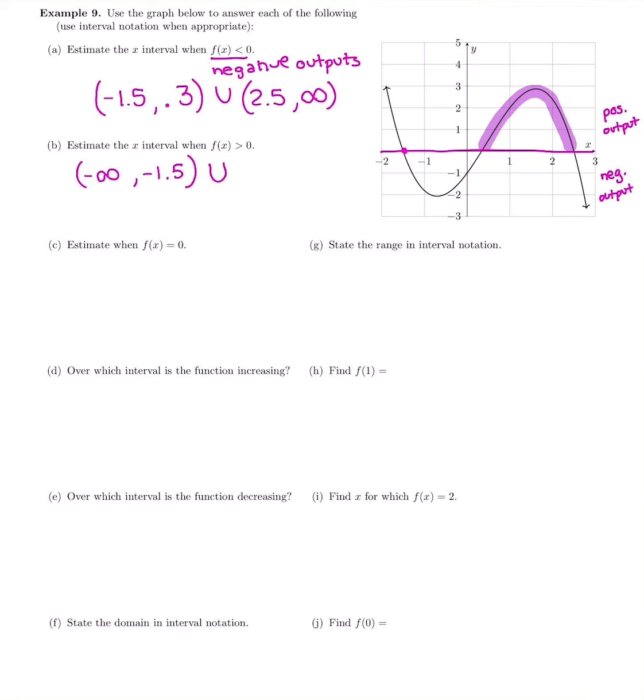Union, we have this other interval here. We said the 0 is about at like 0.3, comma, over to 2.5. We're going to do round parentheses because that's where the y value is 0. It's no longer positive or negative.